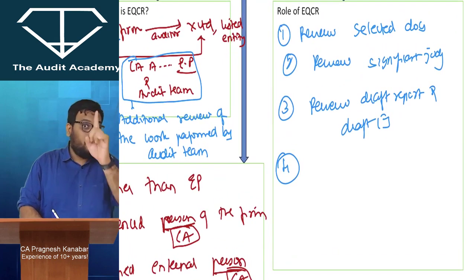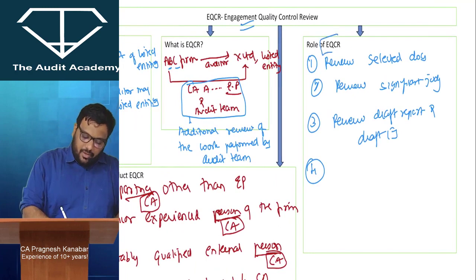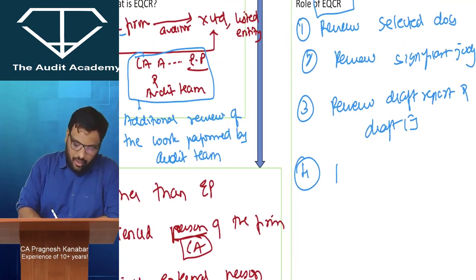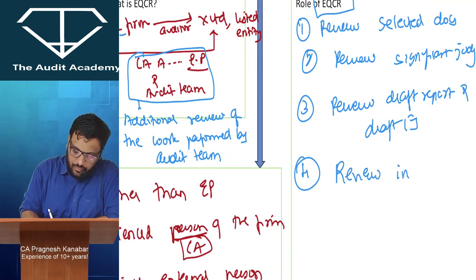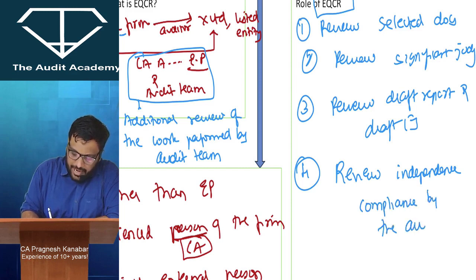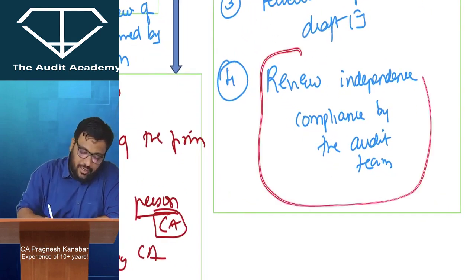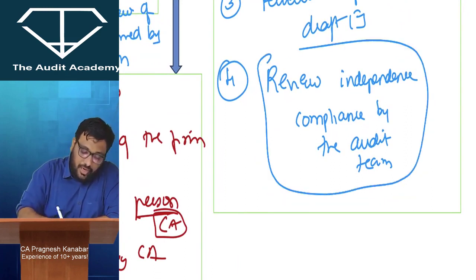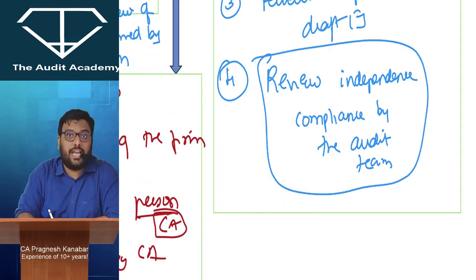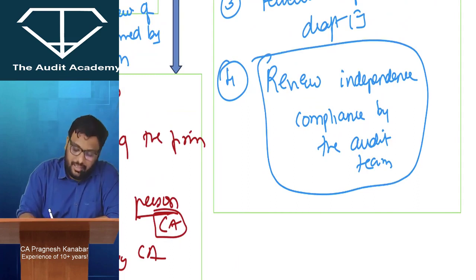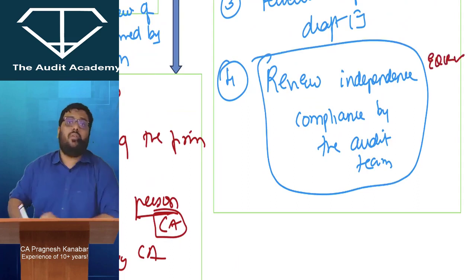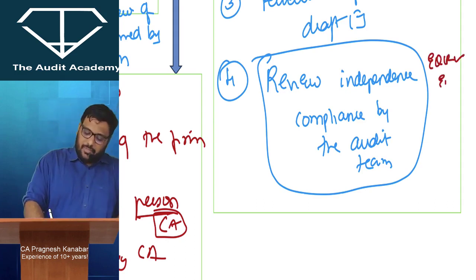Then listen to me very carefully. The engagement quality control reviewer will also review independence compliance by the audit team. That means whether the engagement partner had actually assessed the independence of the team and whether the team has actually complied with that or not, this will also be reviewed. Now, this has been one of their favorite questions in the old course, can be repeated in the new course also, that this is the role of the engagement quality control reviewer as well as the engagement partner.